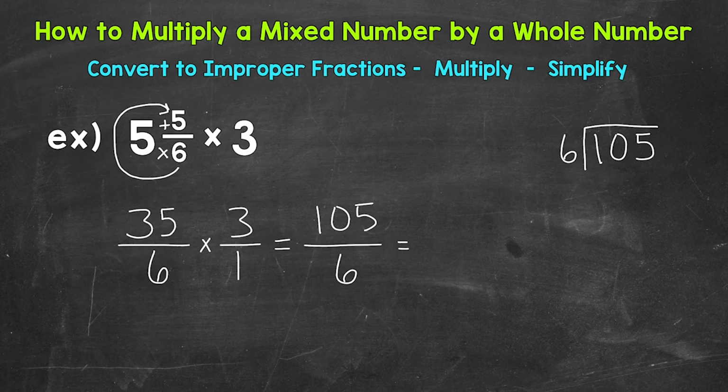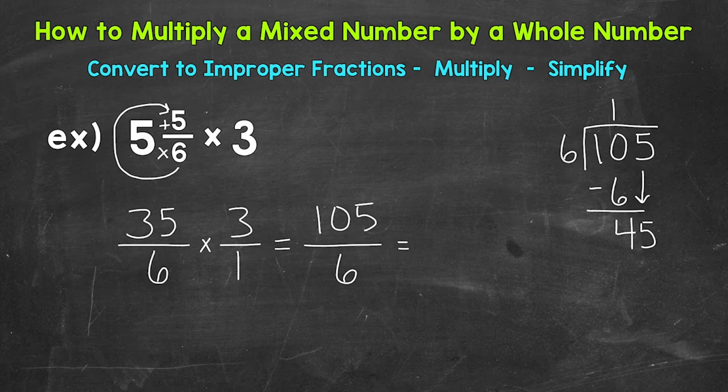That's going to be the whole number part of our mixed number. So let's start with 10 divided by 6. How many whole groups of 6 out of 10? Well, 1. 1 times 6 is 6. Subtract. 10 minus 6 is 4. Bring down our 5. So we have 45 divided by 6 now.